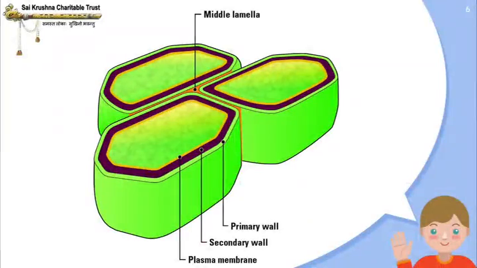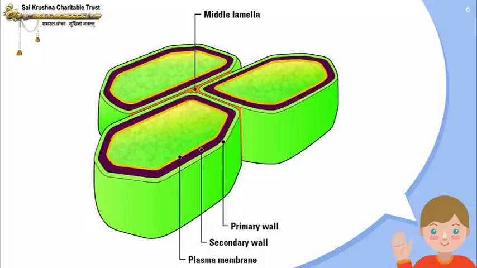Okay? Over here we can see more clearly, students. We can see the cell wall of the plant cell. We can even see the plasma membrane. And over here we can see that two plant cells have been joined by the lamella in the middle.